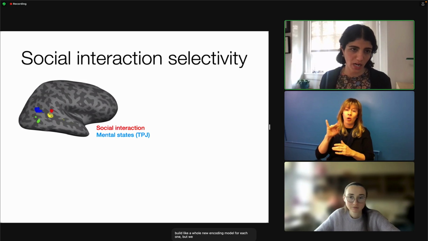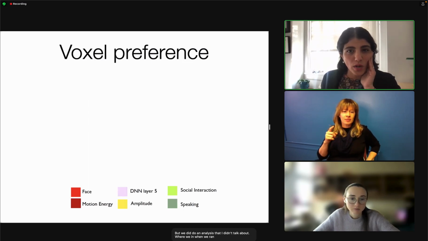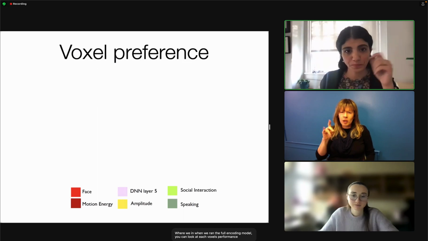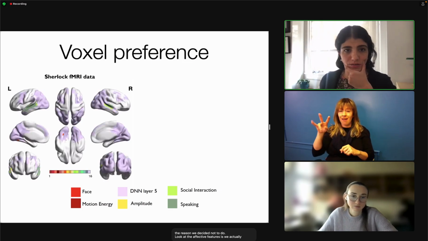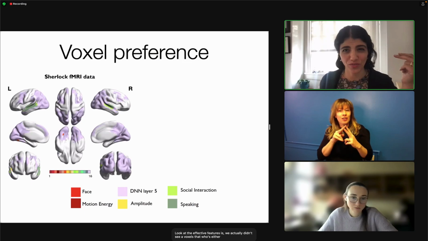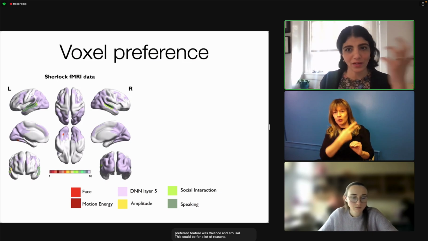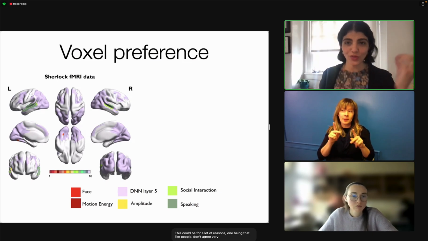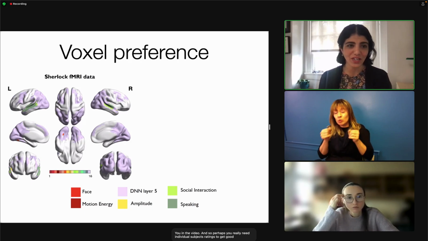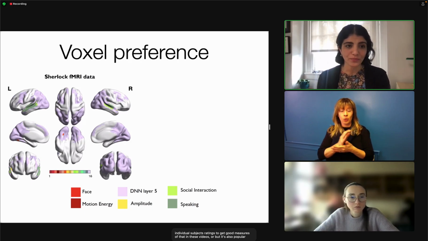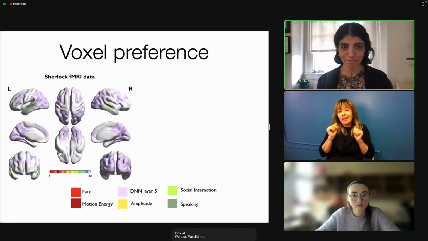But we did do an analysis that I didn't talk about, where when we ran the full encoding model, you can look at each voxel's preferred feature. And the reason we decided not to look at the affective features is we actually didn't see any voxels whose either first or second preferred feature was valence and arousal. This could be for a lot of reasons. One being that people don't agree very much on those ratings in the video, and so perhaps you really need individual subjects' ratings to get good measures of that in these videos. But it's an interesting question that we can look at. We did not, unfortunately.